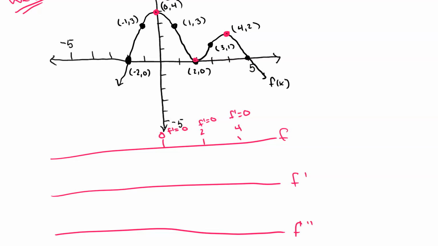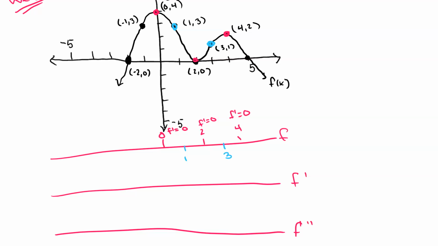Then we need to look for our inflection points where we change concavity. So we're concave down until 1. So our first inflection point is 1. There we switch to concave up, and we're concave up until 3. And then we switch to concave down. So we've got 2 inflection points here. One's at 1, and one's at 3.